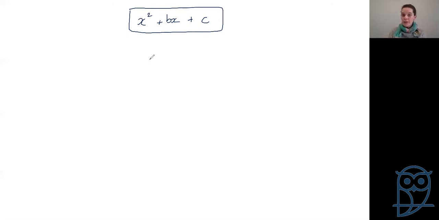If you don't have a method already that works, or if you're not happy with your current method, have a look at this method. So we learn the little song that x plus a half b all squared minus a quarter b squared plus c is going to give us our completed square format. That is how we now take our coefficients, our b and our c, and turn them into a completed square format.